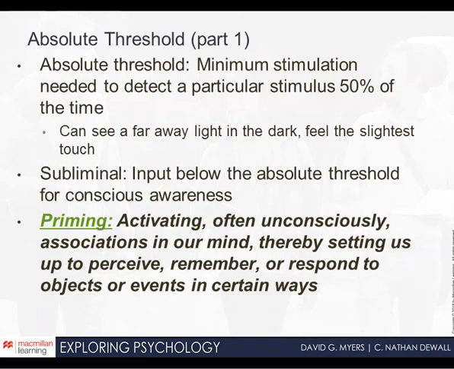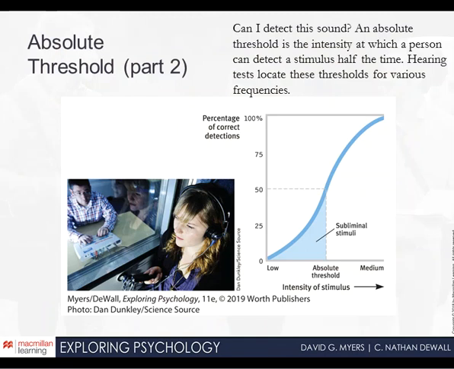All right, so the idea is that there are things we can do via priming that operate oftentimes unconsciously and help us make associations in our mind. So these topics are dealing with things that are below our level of conscious awareness. We have the subliminal stimuli on the graph here, indicated in the light shaded blue. These items of subliminal stimuli are below the absolute threshold, so we don't have conscious awareness of them.